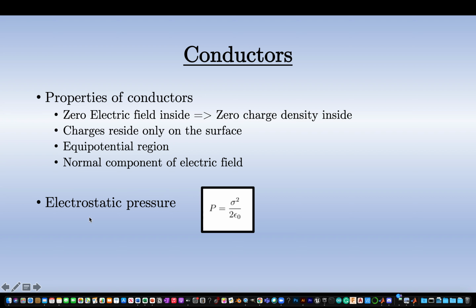Then there is the idea of electrostatic pressure, and this formula is very important. The pressure experienced by a portion of the surface of a metallic sphere, due to the repulsion of the charges residing on that sphere, equals sigma squared divided by 2 epsilon naught. This is the pressure experienced by a small piece of charge on that surface.